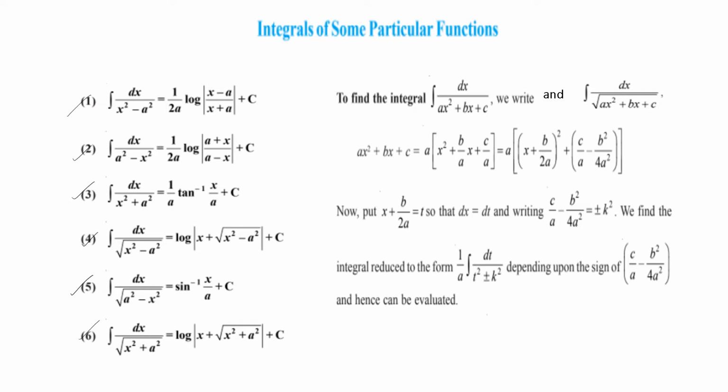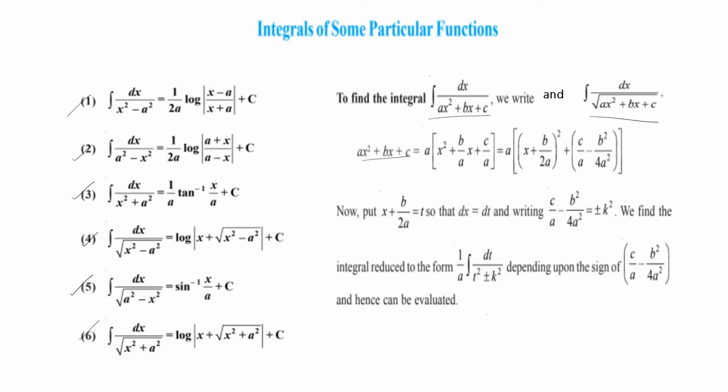So when we integrate integrals of the form 1 upon quadratic, that is 1 upon ax square plus bx plus c, or integral dx upon under root ax square plus bx plus c, that is 1 upon under root quadratic, firstly we need to make the perfect square of this quadratic. We are familiar with how to do this.